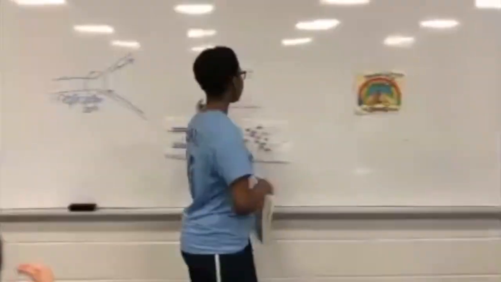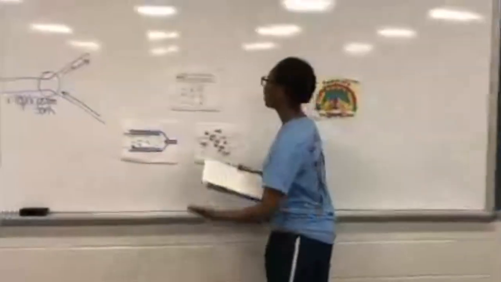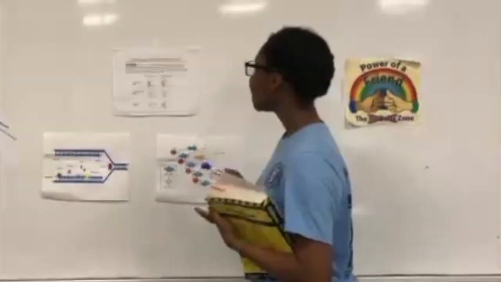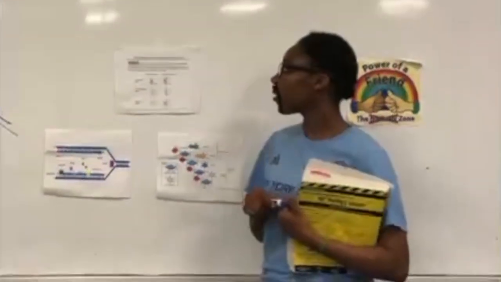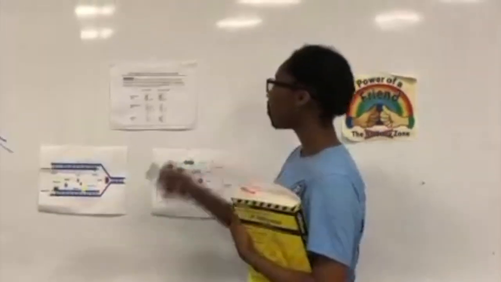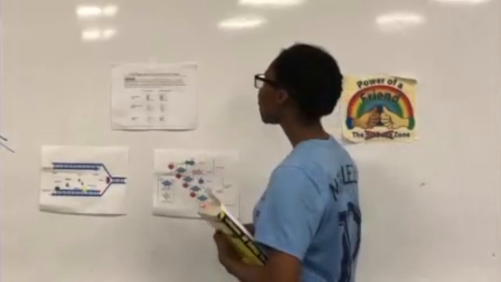Now let's look at the centrifuge diagram. Two scientists concluded that DNA replication follows a semi-conservative model by comparing their result to the results predicted by each of the three models shown here.